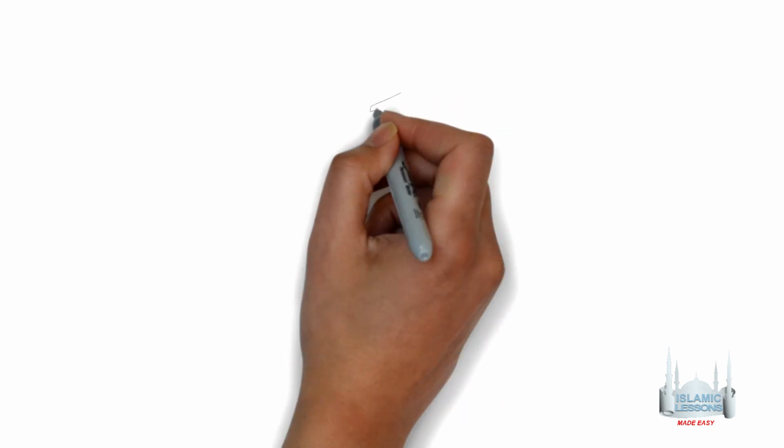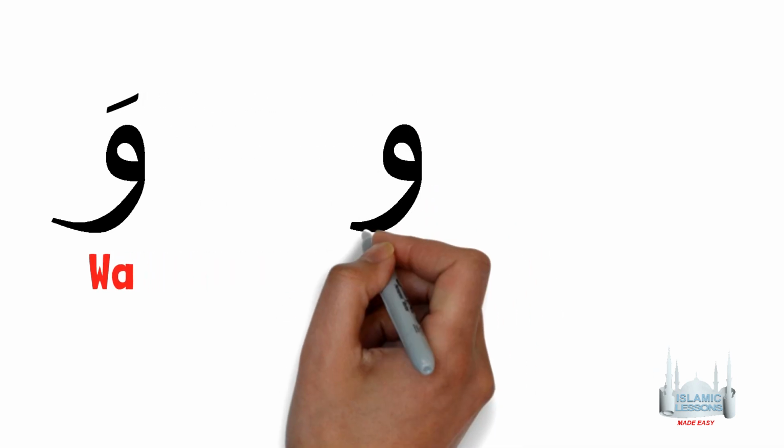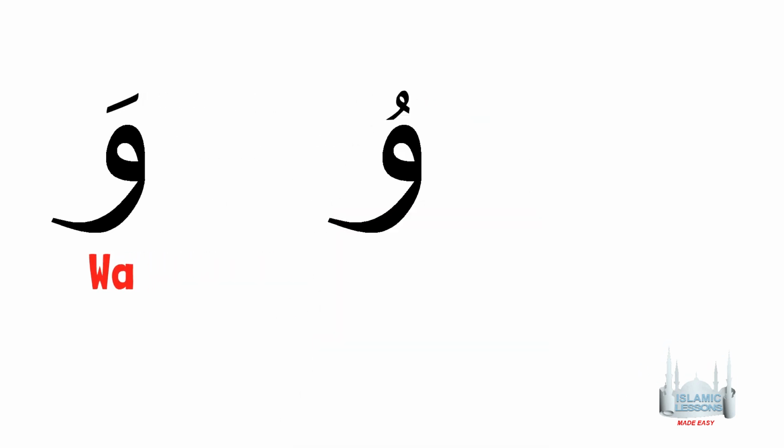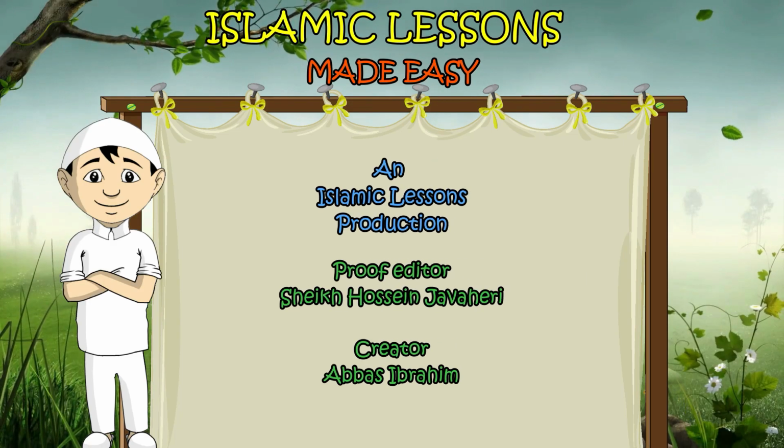This letter is Waw. If we put a Fatha, it will be pronounced as Wa. If we put a Dhammah, it will be pronounced as Wu. If we put a Kasra, it will be pronounced as Wi. Practice the rest of the alphabet to get familiar with the sounds.